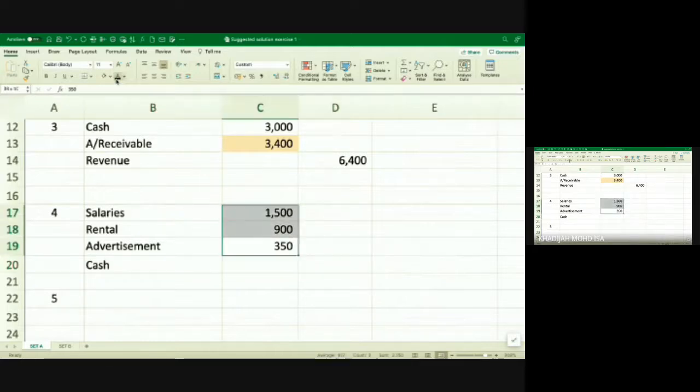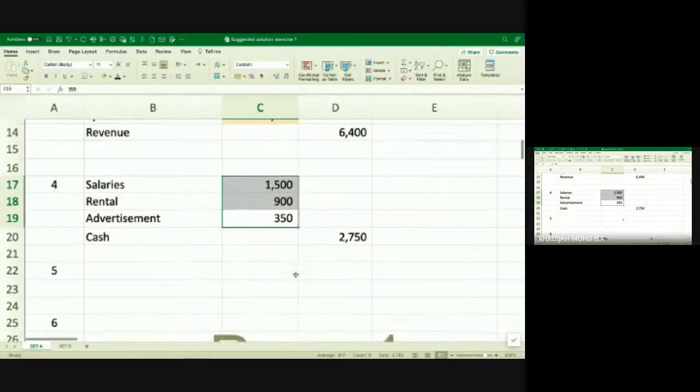How much is the total of this? It's 2,750. So you put 2,750. How do you compute that? You just look at the 3 accounts. Total is 2,750. Is that clear?